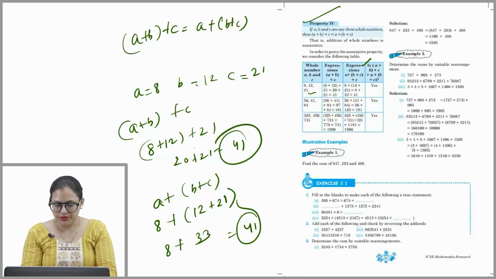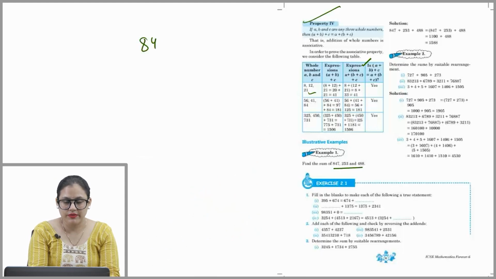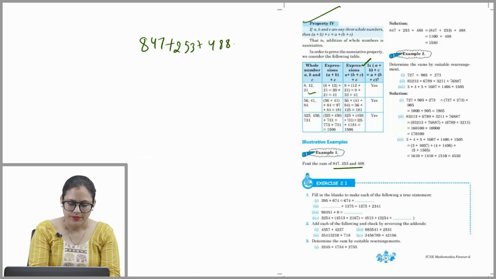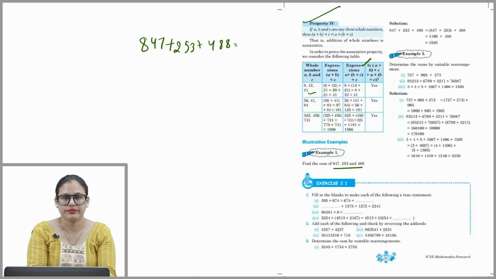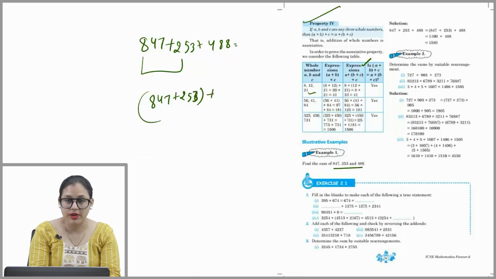Example: find the sum of these three numbers. Okay, so what will you do here? Have a look. 847 plus 253 plus 488. First, we will add these two: (847 plus 253) plus 488. So, 1100 plus 488 is equal to 1588, right?